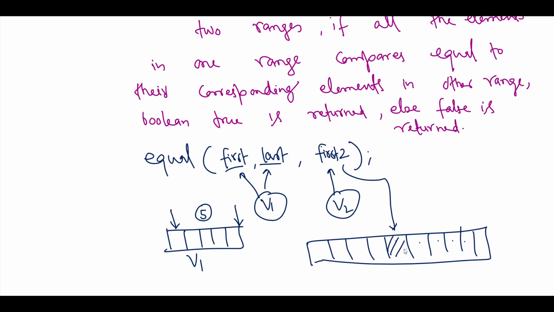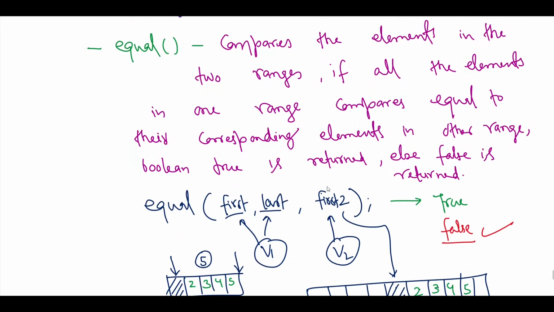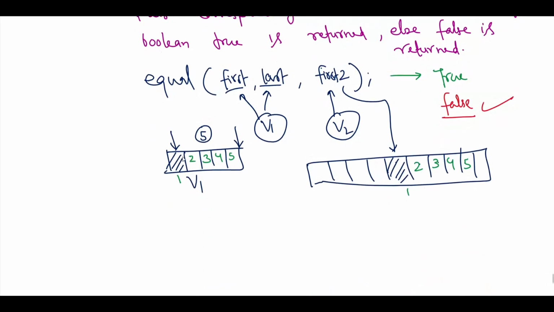So we have to check corresponding elements. This element will be checked to this element, so I can mark it like 1 and 1. Then the second element should be checked to this second element, third one to the third element, fourth, and fifth to this fourth and fifth. And if all these elements are equal, then this equal function is going to return true. Otherwise, this function is going to return false. Otherwise means if any of these elements are not equal, then this will return false, right? So I hope now you are aware about this function equal. Clear? But this is not going to modify the sequence.